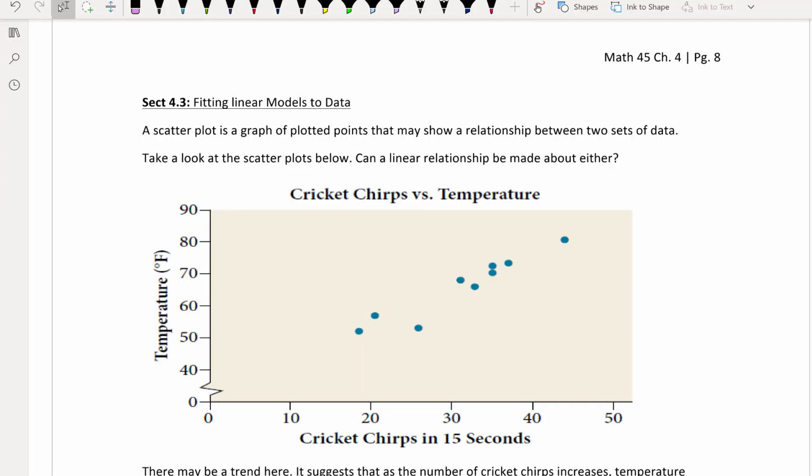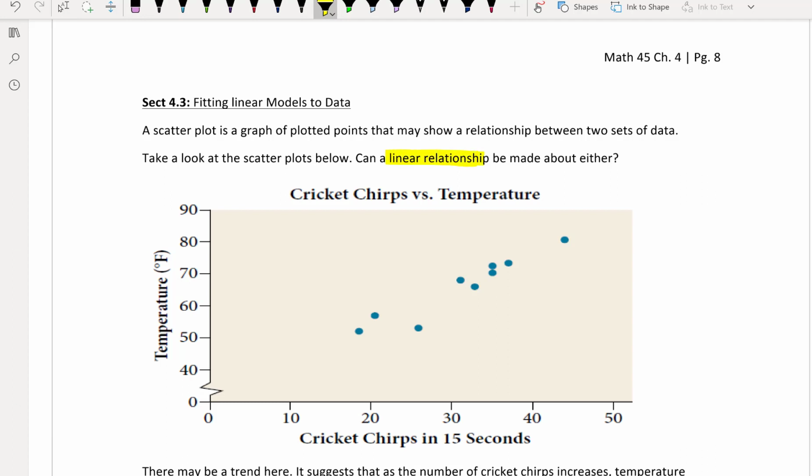Hello, Math 45 students. We're going to continue on page 8, section 4.3, Fitting Linear Models to Data. A scatter plot is a graph of plotted points that may show a relationship between two sets of data. Take a look at the scatter plots below. Can a linear relationship be made about either?